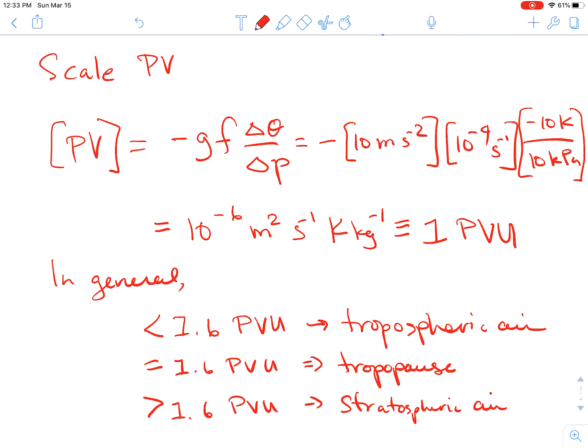Commonly what happens, though, is that instead of using 1.6 PVU, we end up saying 2 PVU is what we call the dynamic tropopause, or DT. This puts us slightly on that stratospheric side, but that is what is generally used. And if you go out and find any sort of PV maps on the web, likely what you're going to be looking at are 2 PVU surfaces instead of the 1.6. It's good enough for government work. And so that concludes this introduction and derivation of potential vorticity within our dynamic framework.